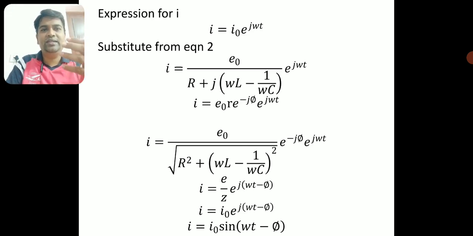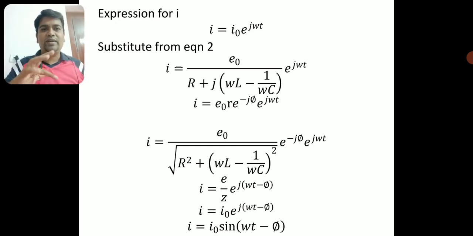Now I is equal to E by Z. I am writing this root of R square plus omega L minus 1 by omega C whole square as Z, which is called the impedance in the AC circuit. And the term here is e to the power of j; I will take out as a common factor omega t minus phi. So this I can be written as I naught e to the power of j into omega t minus phi.